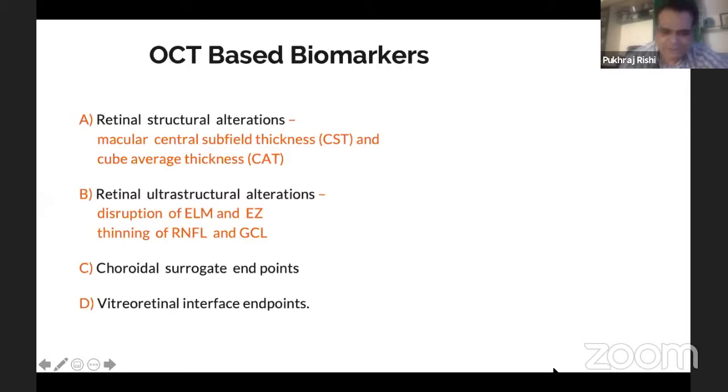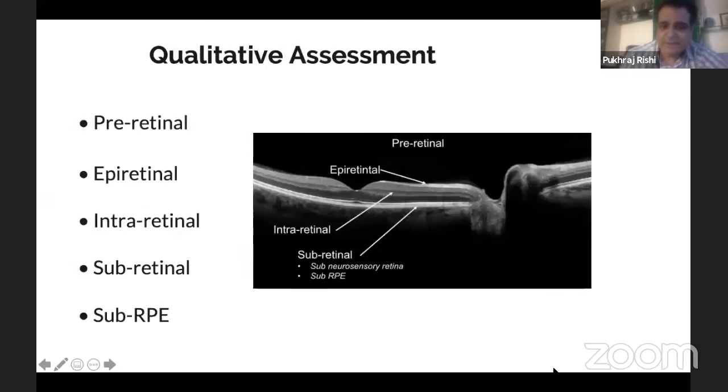The qualitative ones could include those which have retinal structural alterations like gross alterations, including central subfield thickness or the cube average thickness, and others could be ultrastructural, meaning disruption of external limiting membrane or ellipsoid zone. There could be others which are surrogate endpoints, meaning findings in the choroid, and certain others at the vitreoretinal interface. So it could be a qualitative assessment which could help us prognosticate different conditions.